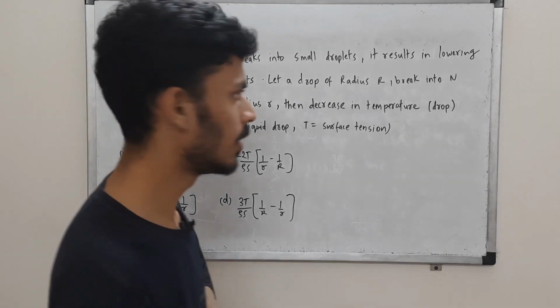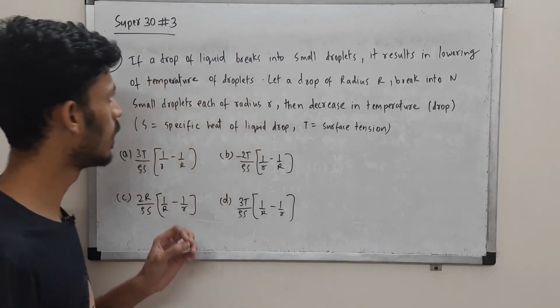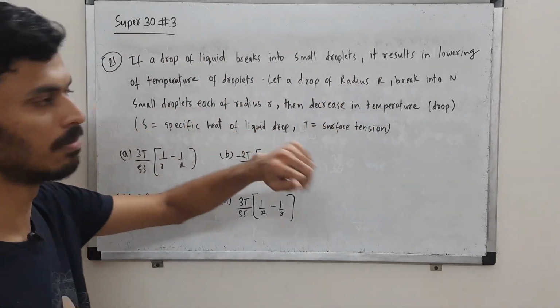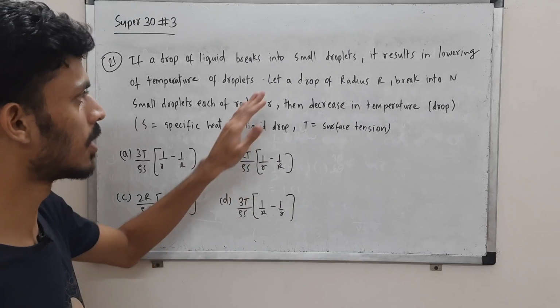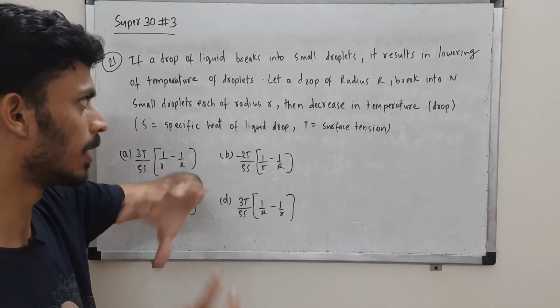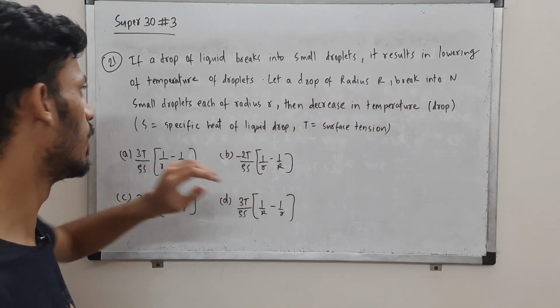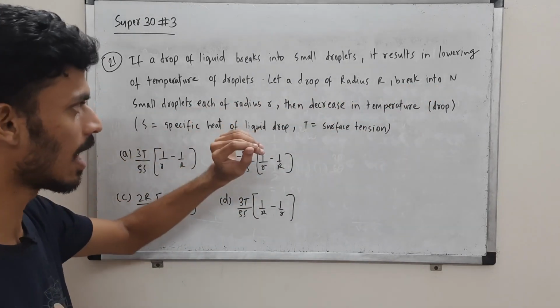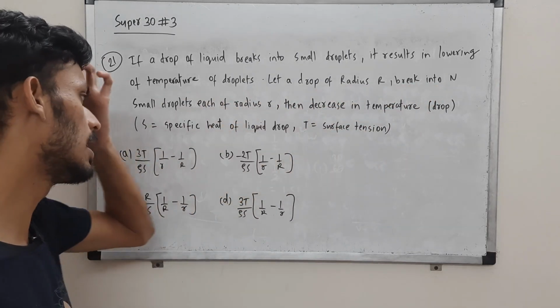So question 21 over here, this is a good one. We are told that if a liquid drop breaks into small droplets, it results in the lowering of the temperature. In such a case, we have a bigger drop of radius capital R. It breaks into N small drops, each of radius small r. Then the decrease in temperature.